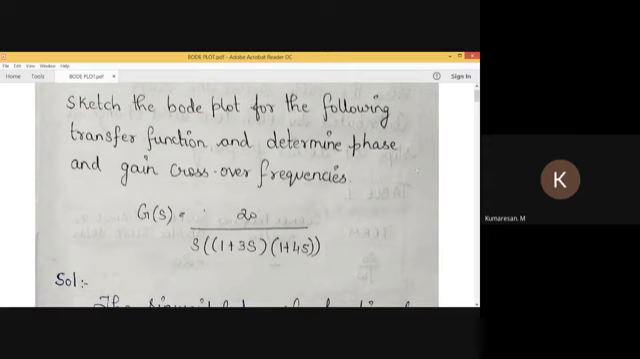Phase and gain margin of the systems. Here gain margin is nothing but magnitude, and phase is nothing but phase angle.